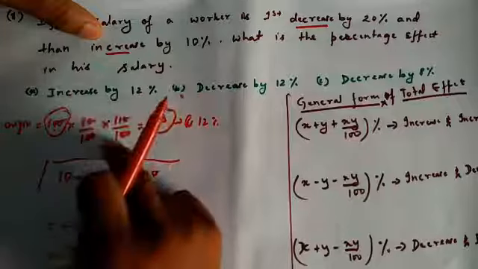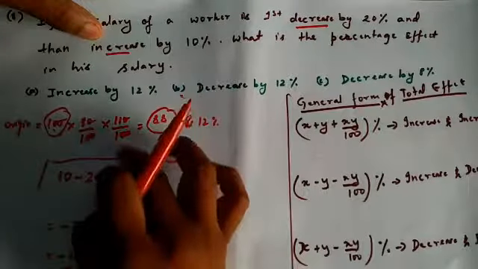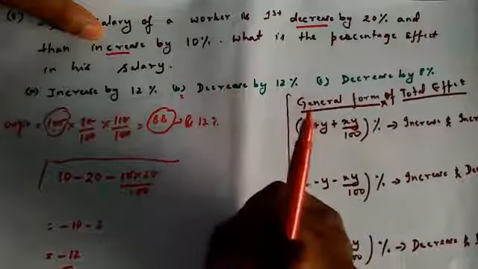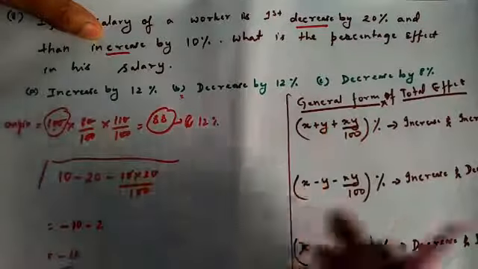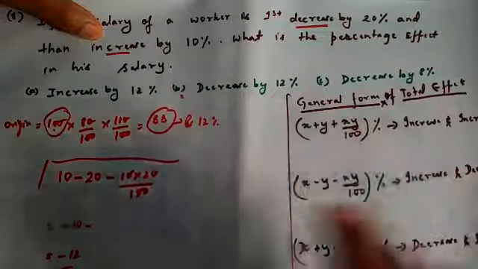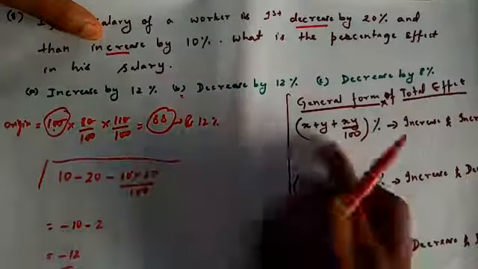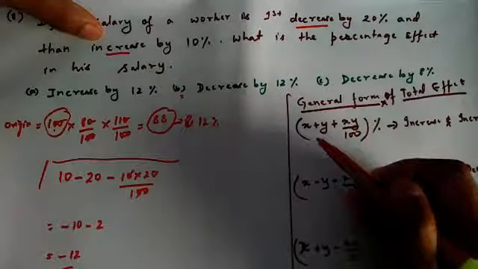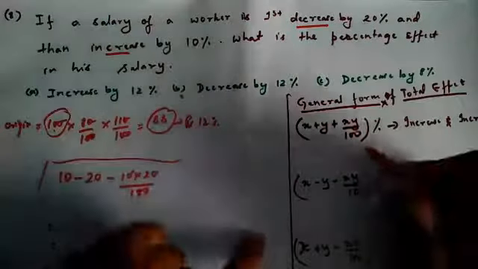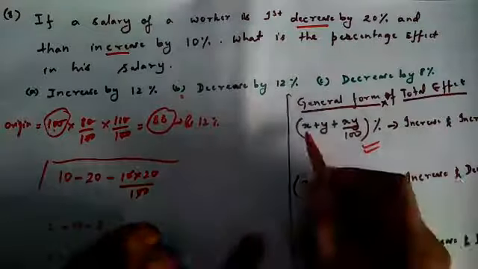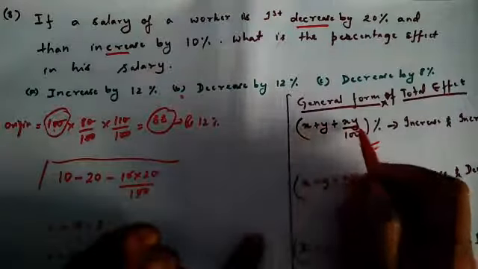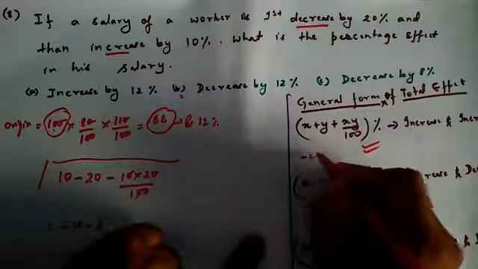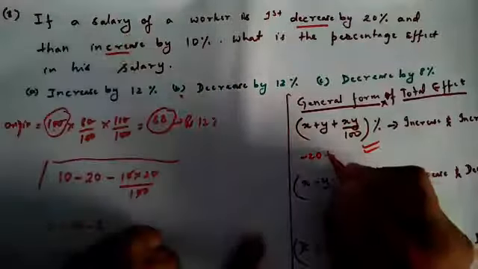Without taking any effort in the mind, without stressing, because in examinations we have to handle stress. The less the stress, the more productive we can be. So you have to remember this formula and just apply it. Like increase: x plus y plus xy divided by 100. If there is a decrease, minus 20. If there is an increase, plus 10.